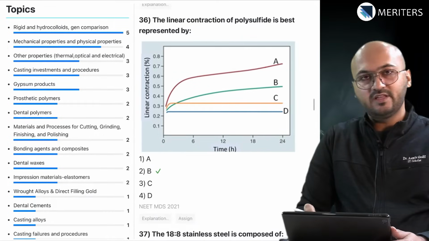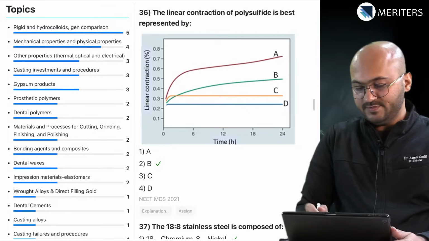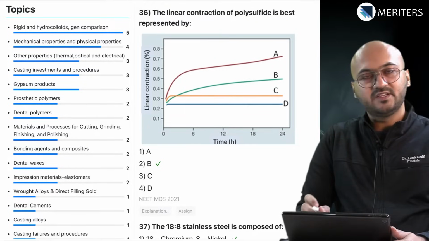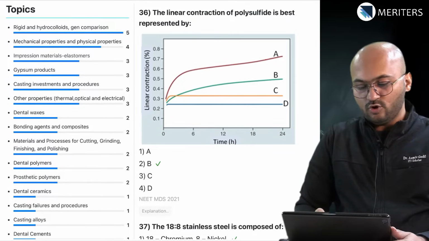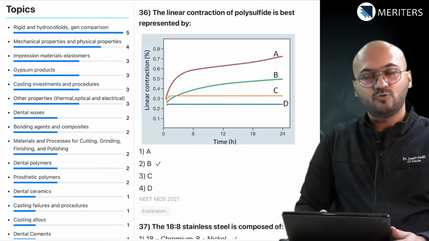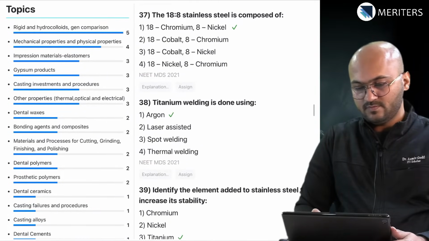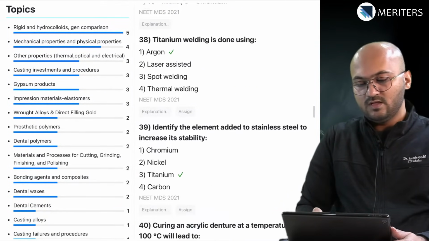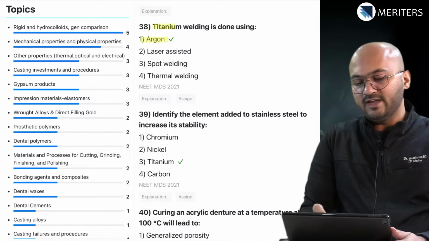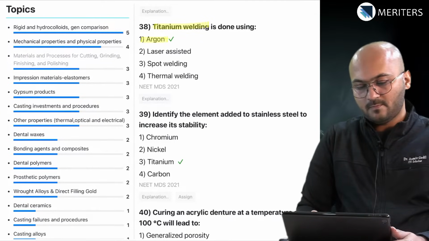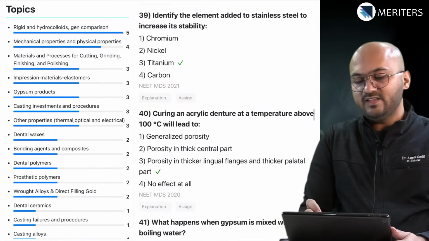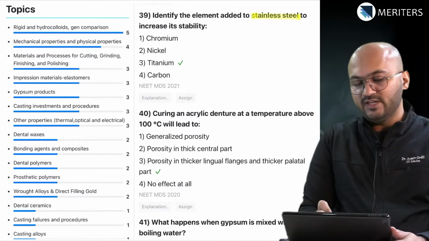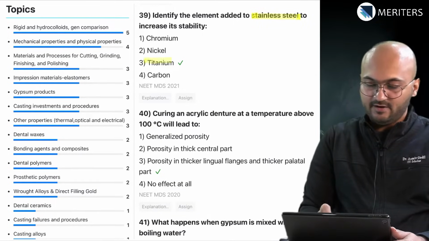Then this very popular graph from Phillips. Identify the material based on their property. Go through all the properties for elastomers in detail. Next question, 18-8 steel is composed of 18 chromium and 8 nickel. Then argon is important for titanium welding. Identify the element added to stainless steel to increase its stability, titanium.